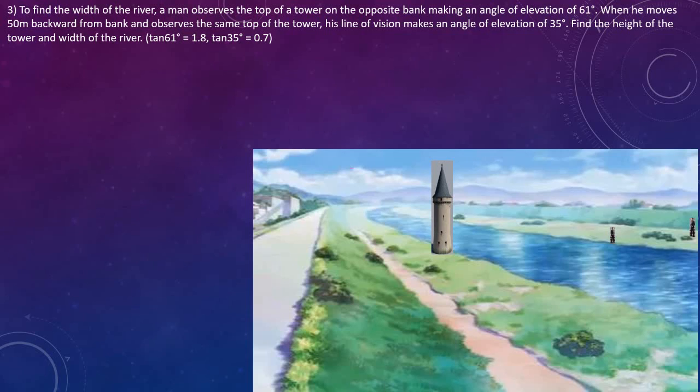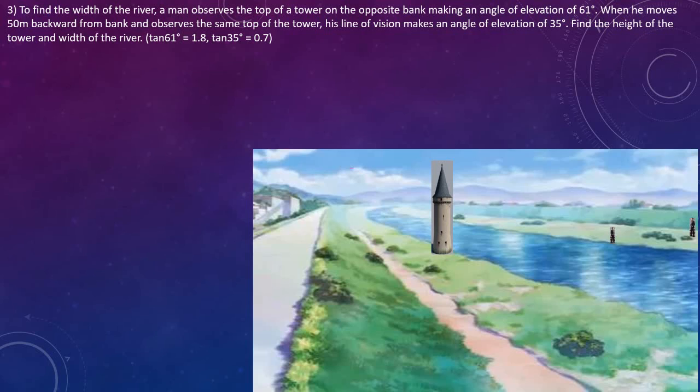In brackets, the values are given of tan 61 degrees, which is 1.8, and tan 35 degrees, which is 0.7. Now you can see in this diagram that a tower is situated on the bank of the river, and on the opposite side of the bank there is a person standing, looking at the top of the tower. When he is looking at the top of the tower, it means he is looking upwards. So he is making an angle of elevation of 61 degrees.